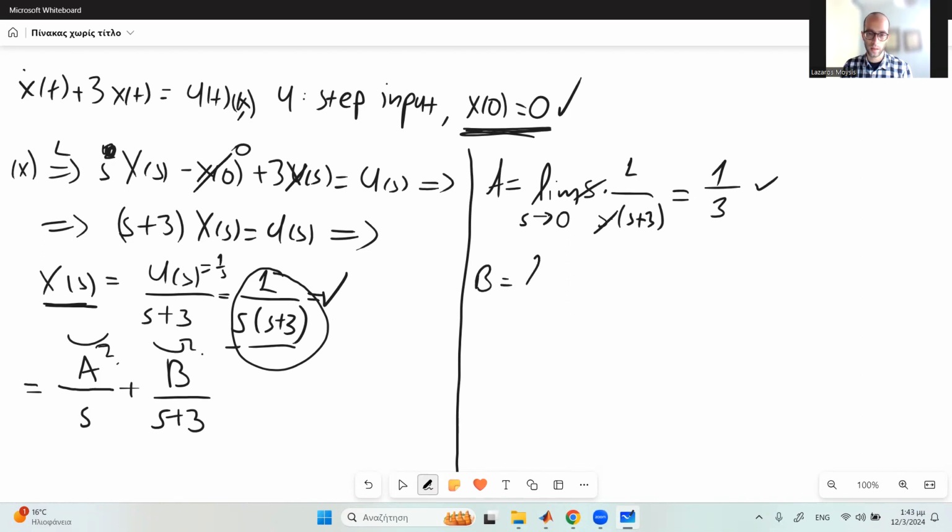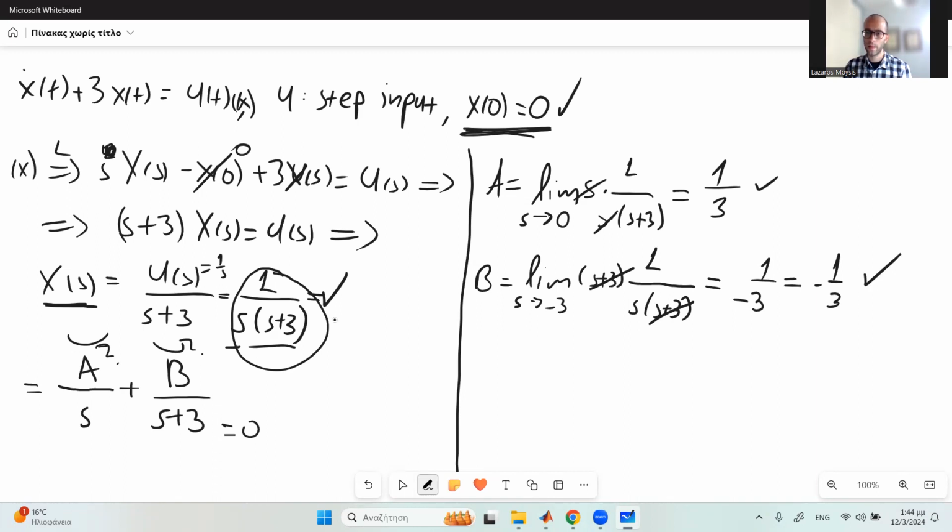And you can understand that we have a very similar process for beta. So let's see. It's the limit of S goes, what's the root right here? S plus 3. If we set this to 0, the root is minus 3. So S goes to minus 3 of S plus 3, we have the exact same term over this fraction right here. 1 over S times S plus 3. So this goes, this goes. So now we have 1 over minus 3 or minus 1 over 3, right? So that's the process. As you can understand, it's very, very simple.